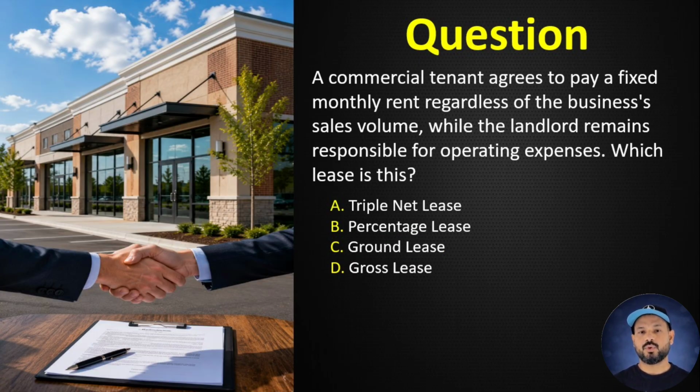Question number 34. A commercial tenant agrees to pay a fixed monthly rent regardless of the business's sales volume, while the landlord remains responsible for operating expenses. Which lease is this? A. Triple net lease. B. Percentage lease. C. Ground lease. D. Gross lease. Correct answer D. Gross lease. A gross lease typically requires fixed rent, while the landlord pays operating expenses.